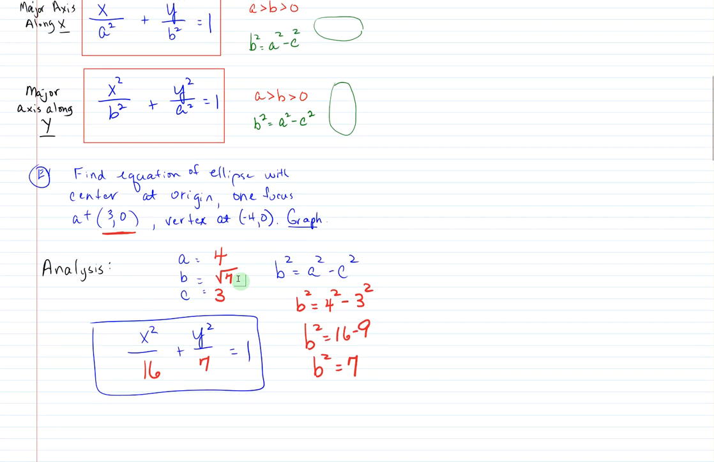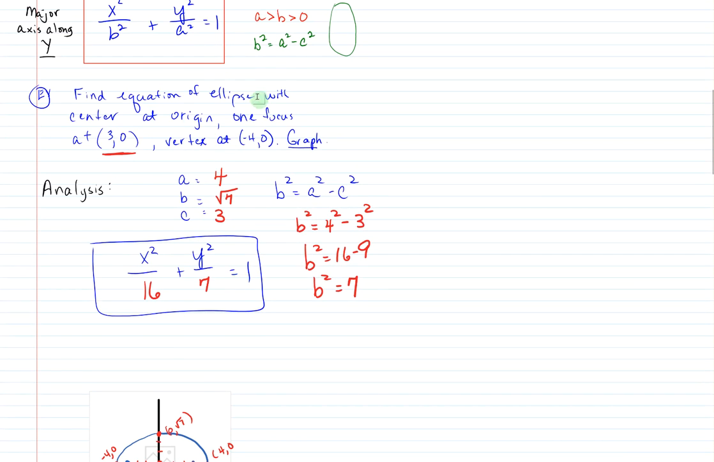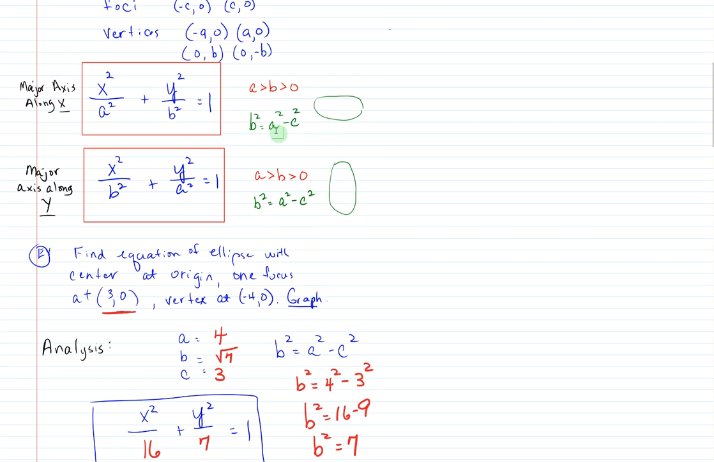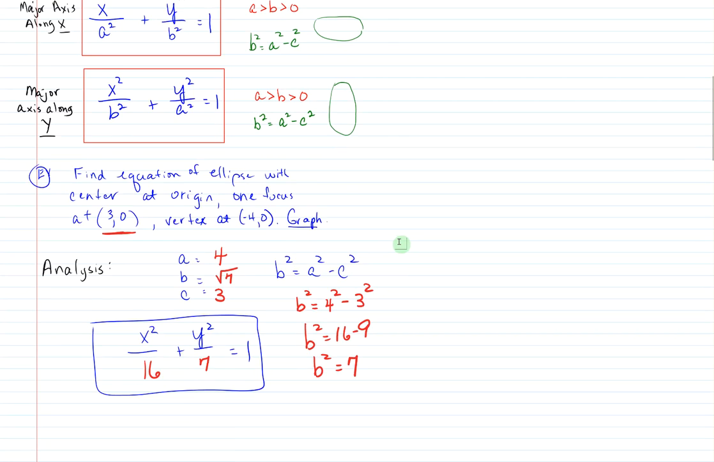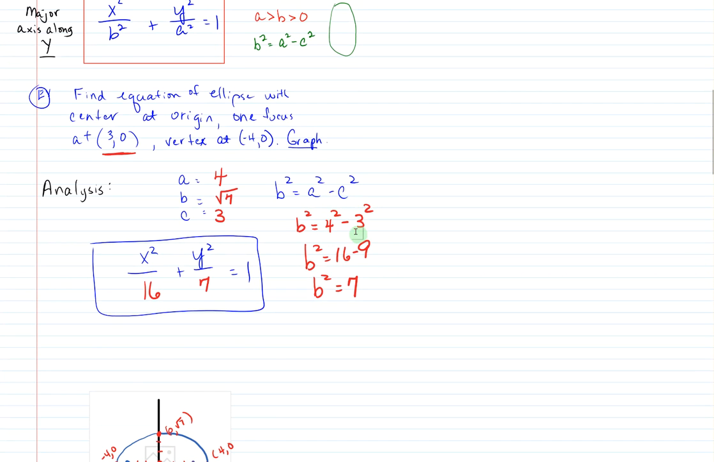So let's look at this example. Find the equation of an ellipse with a center at the origin, one focus at (3, 0), and a vertex at (negative 4, 0). So in this, we have that a is 4, c is 3. How do we find our b value? Well, in these equations, you are given this: b squared has to equal a squared minus c squared. So we plug in the pieces that we know, and we get b squared is 7. So b would be the square root of 7 if we needed the b, not b squared.